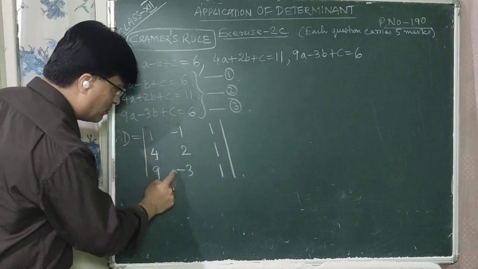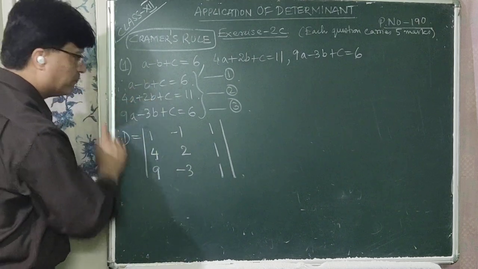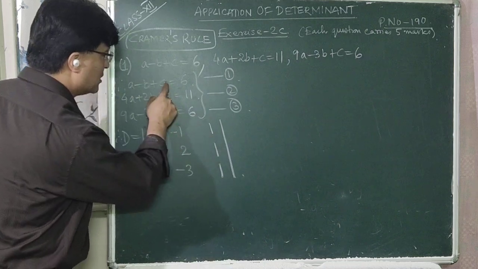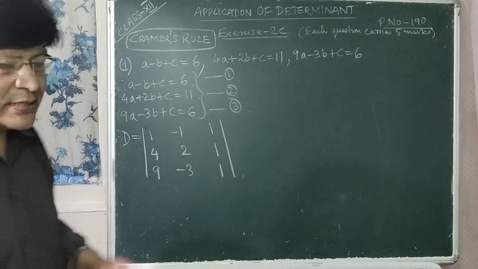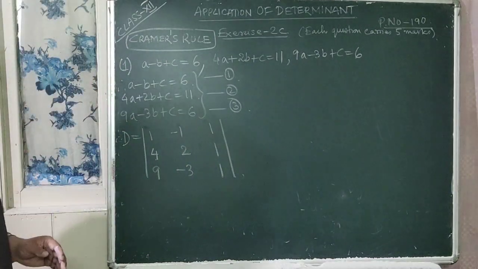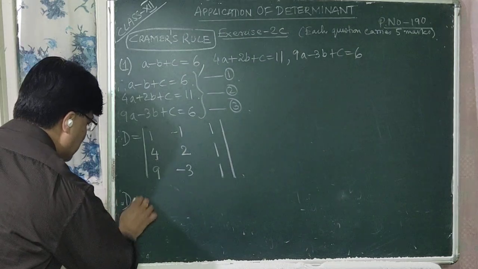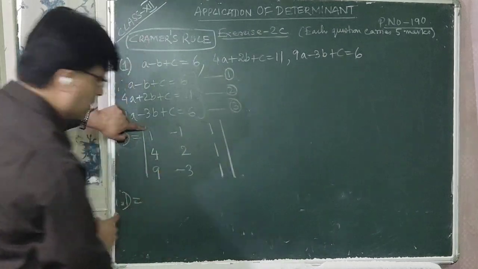This is the second column, and these are the coefficients of what? Coefficients of b here. This is the third column, and these are the coefficients of what? These are the coefficients of c. Is that clear? Now let us expand it. Now you know how to expand it, isn't it? So therefore D is equal to, let us expand it with respect to the first row, right?